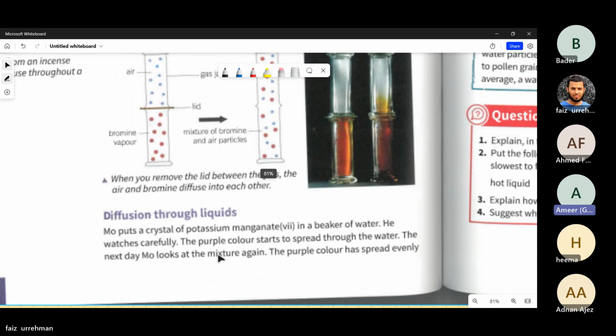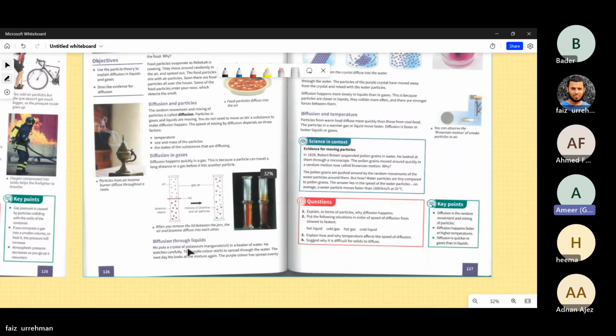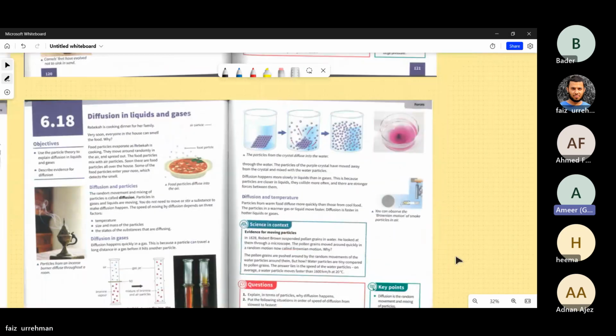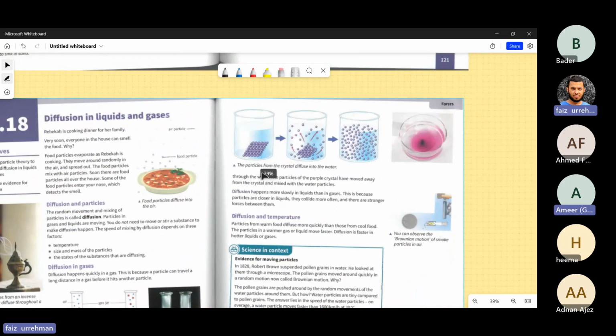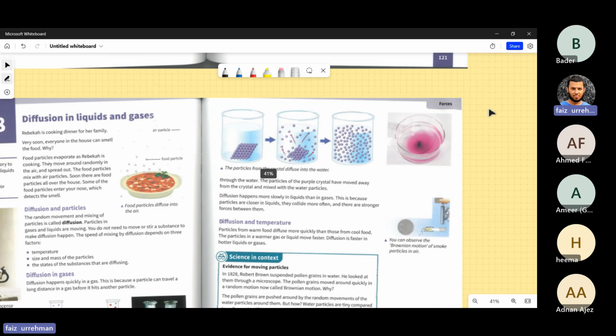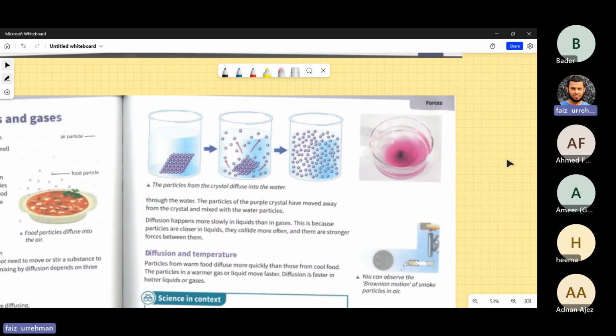But when we pour oil with water, they will not mix together. Not everything mixes. Oil and water will stay separated.